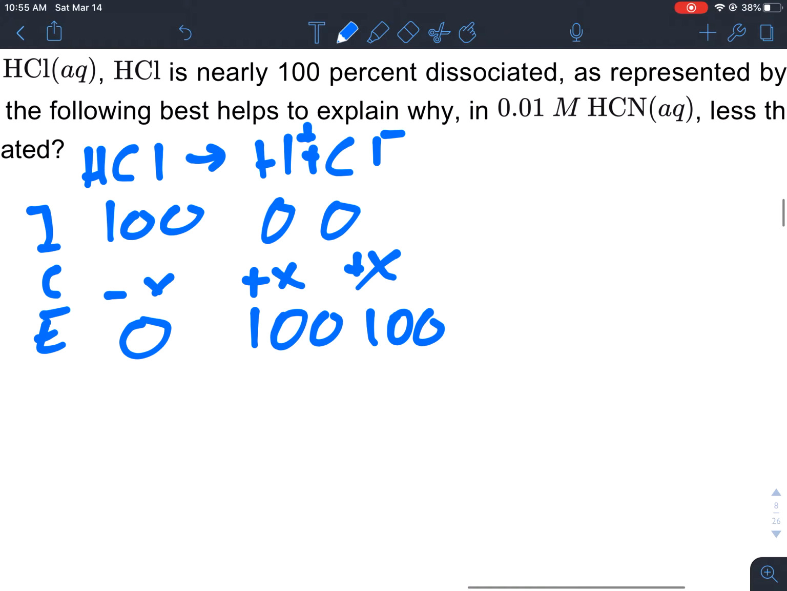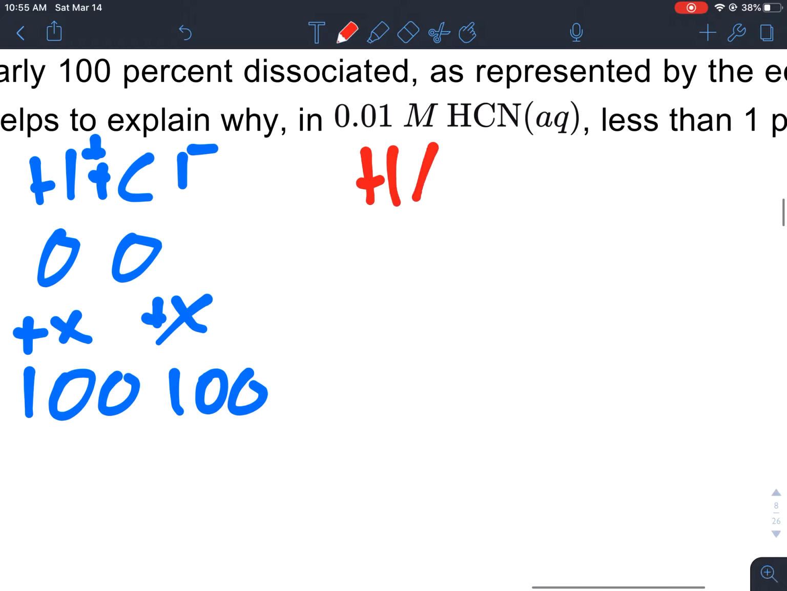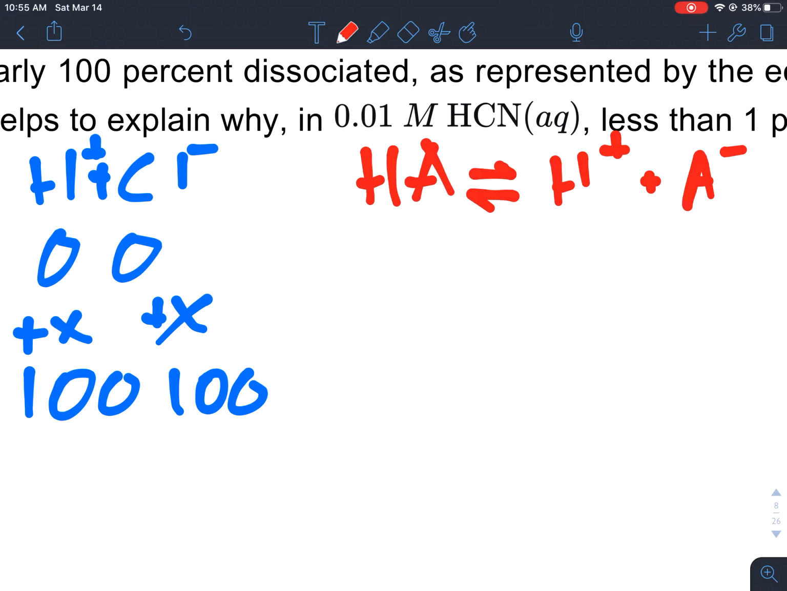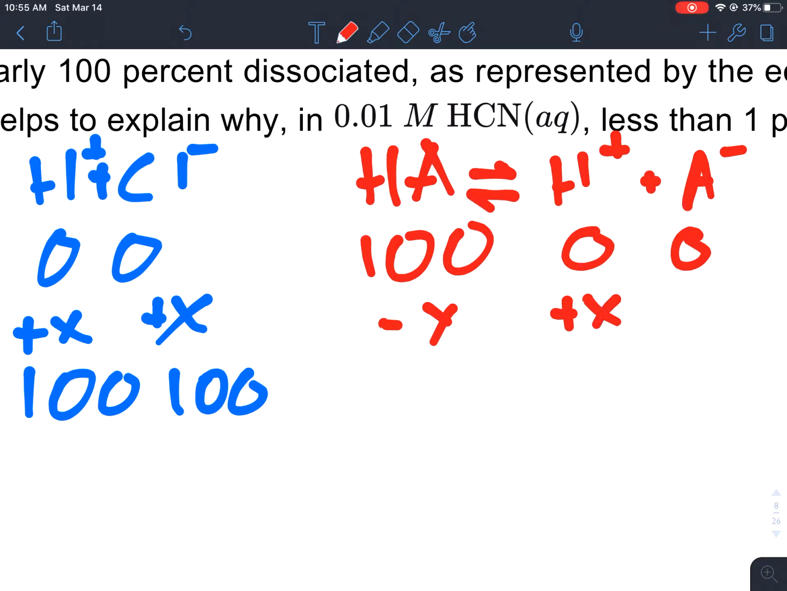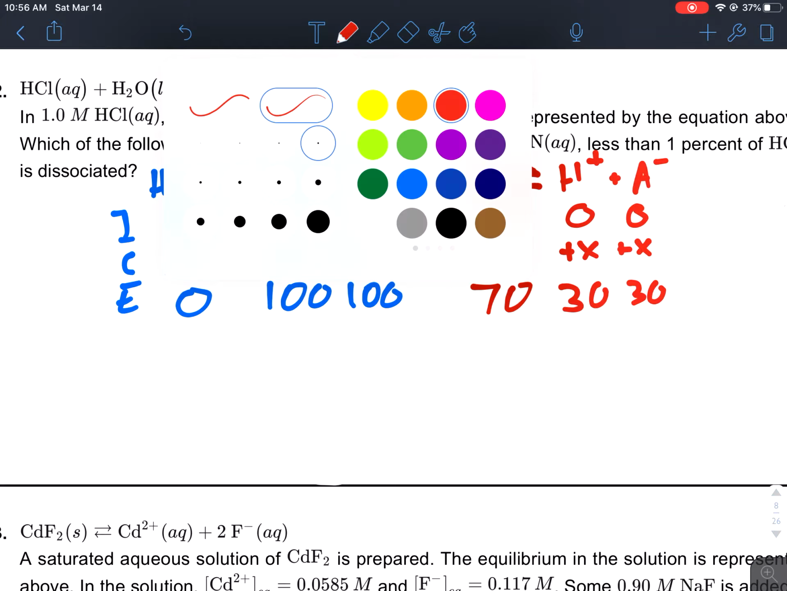Now, on the other end, if you had a weak acid, and a weak acid is always like HA, you're going to use a double arrow, and that's going to become H plus A minus. If I did the same ice table and I had 100 of these and 0 of these and 0 of these, this is going to go down by x, this is going to go up by x, this is going to go up by x, and I don't know what acid this is, but let's just say this goes down to 70, this would go up to 30, this would go up to 30. Now, I'm just using hypothetical numbers, but the point is this: look at the K's.